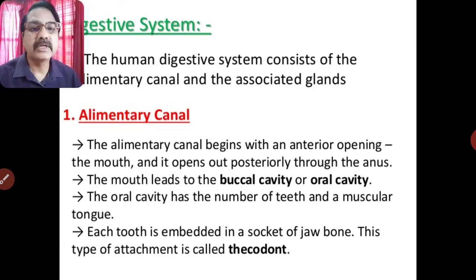The oral cavity consists of a number of teeth and a muscular tongue. Each tooth is embedded in a socket of jawbone. This type of attachment is called thecodont. The teeth are arranged in sockets of the jawbone. So this type of arrangement is called thecodont.